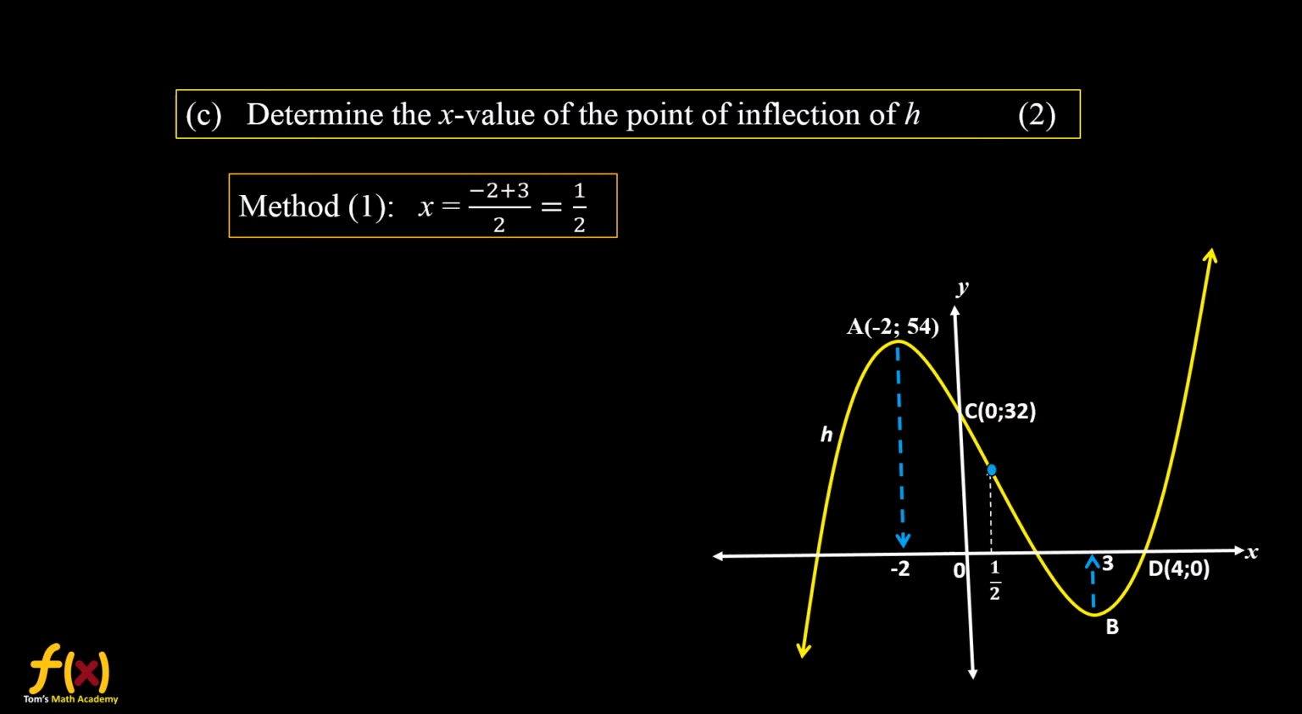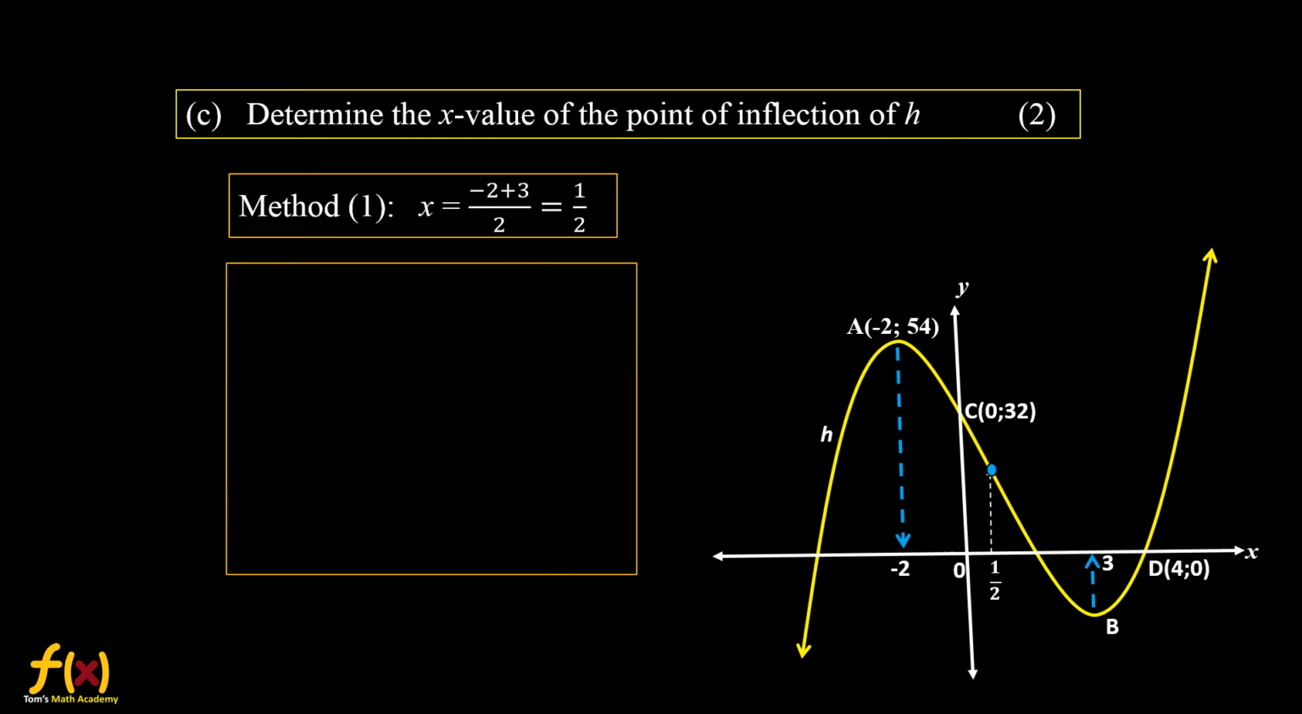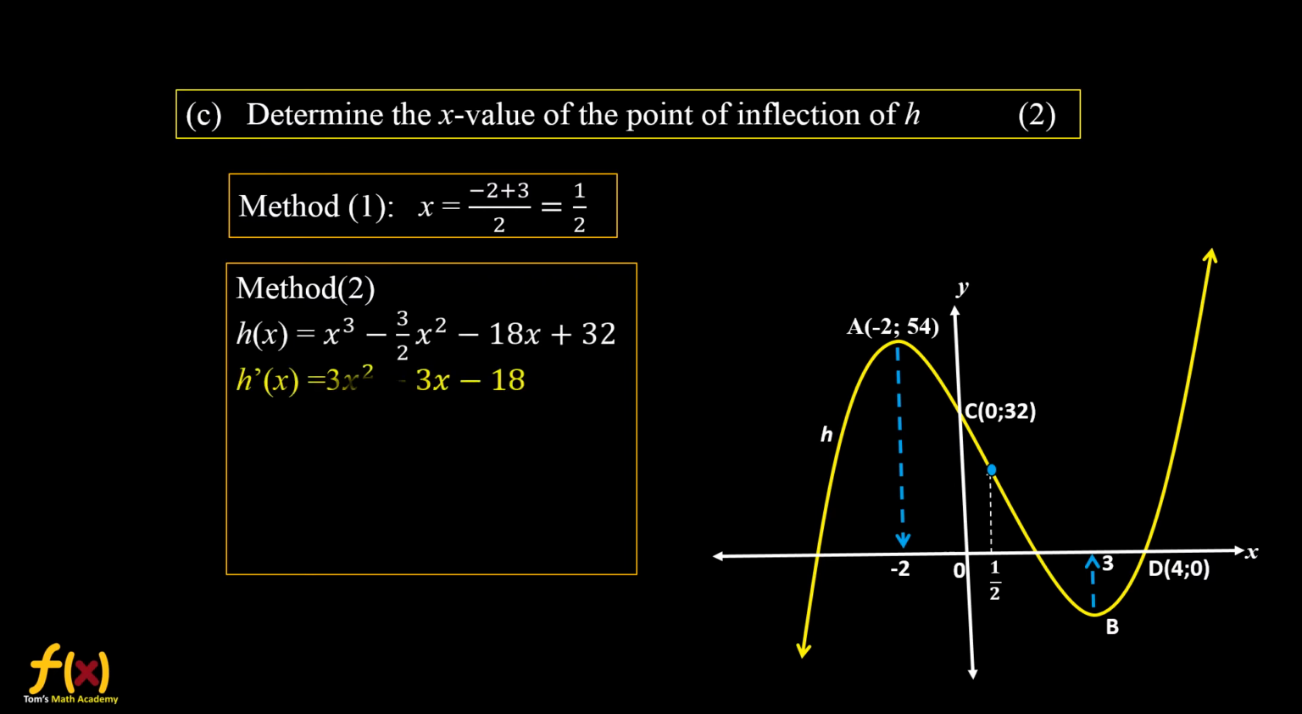We have one more method. We know it. Find the second derivative of the function. So we have h(x) already available. H dash x, that is the first derivative. Then we find the second derivative. We get 6x minus 3.